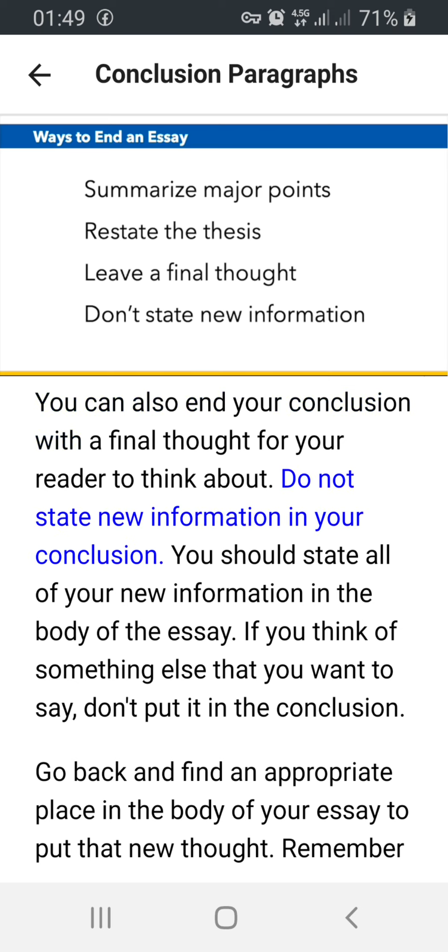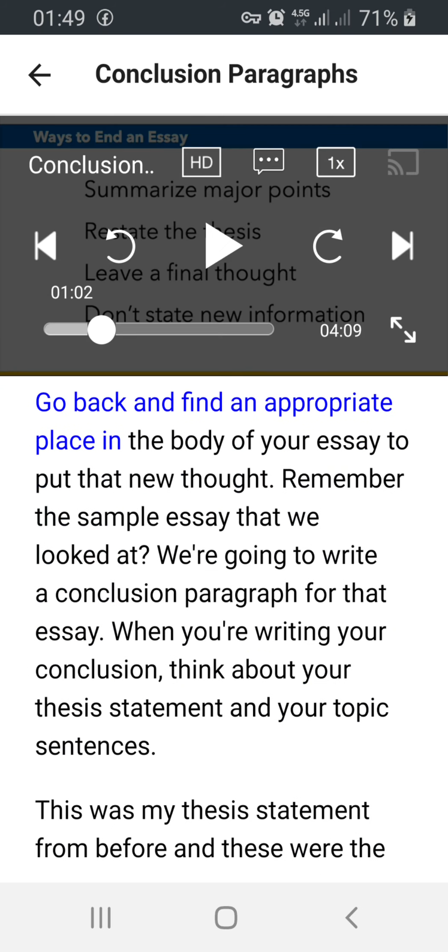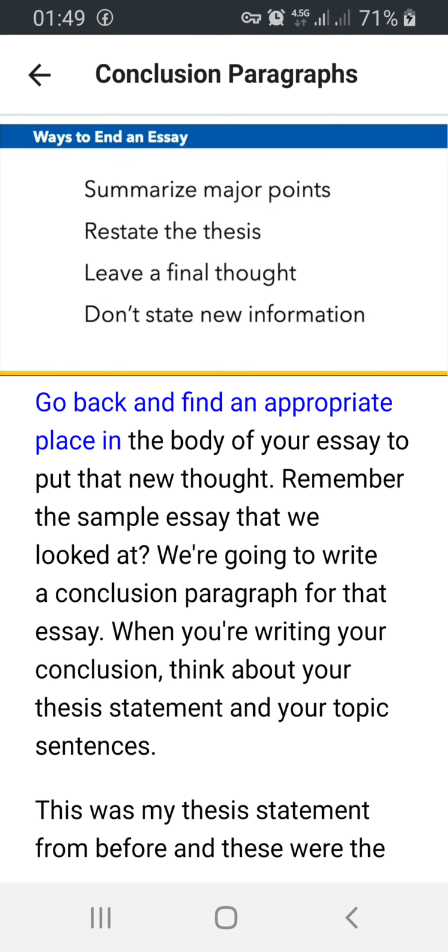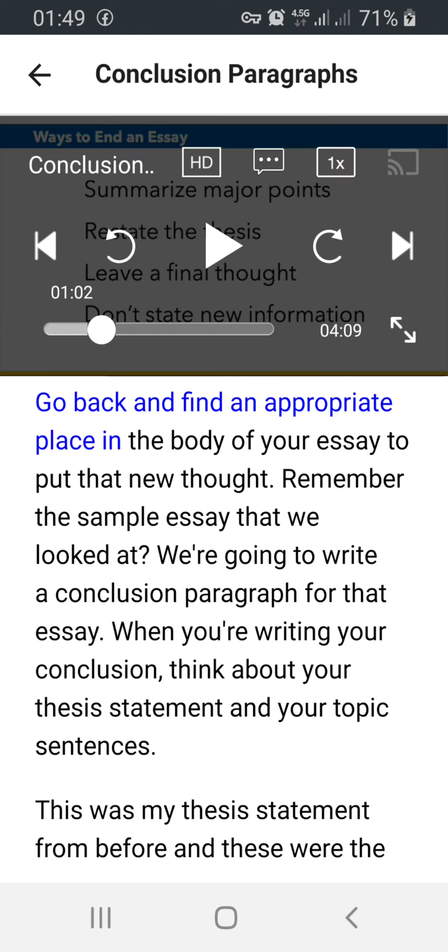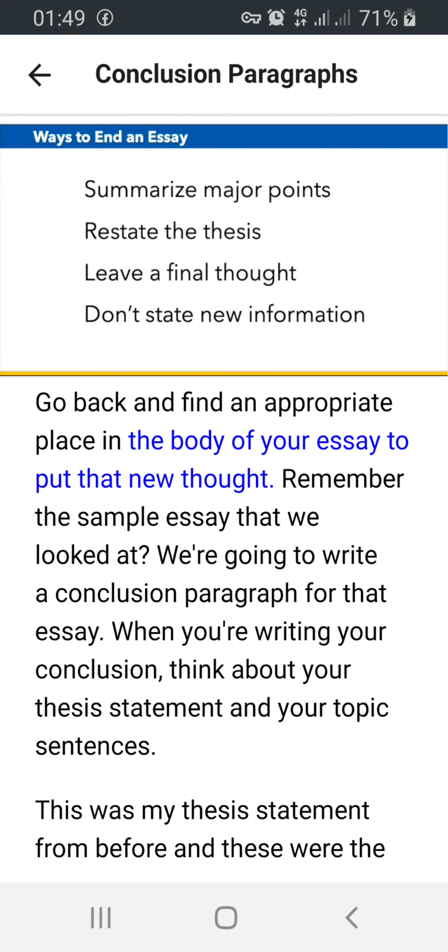Do not state new information in your conclusion. You should state all of your new information in the body of the essay. So if you think of something else that you want to say, don't put it in the conclusion. Go back and find an appropriate place in the body of your essay to put that new thought.